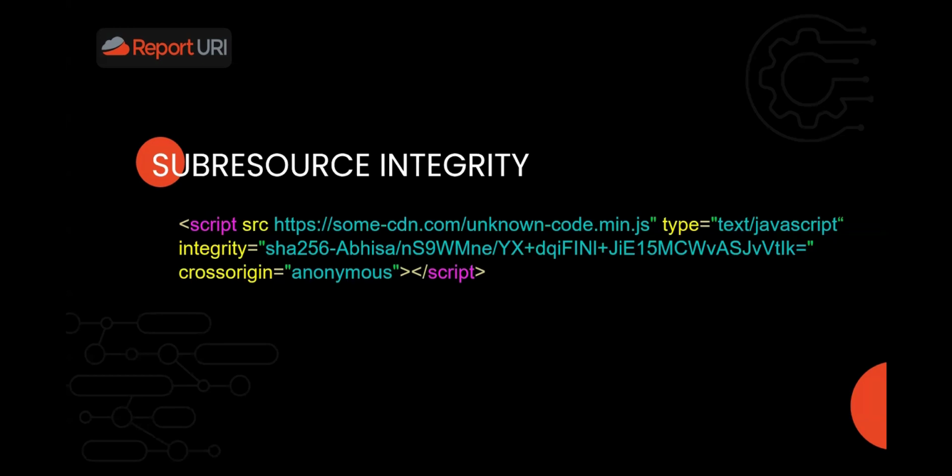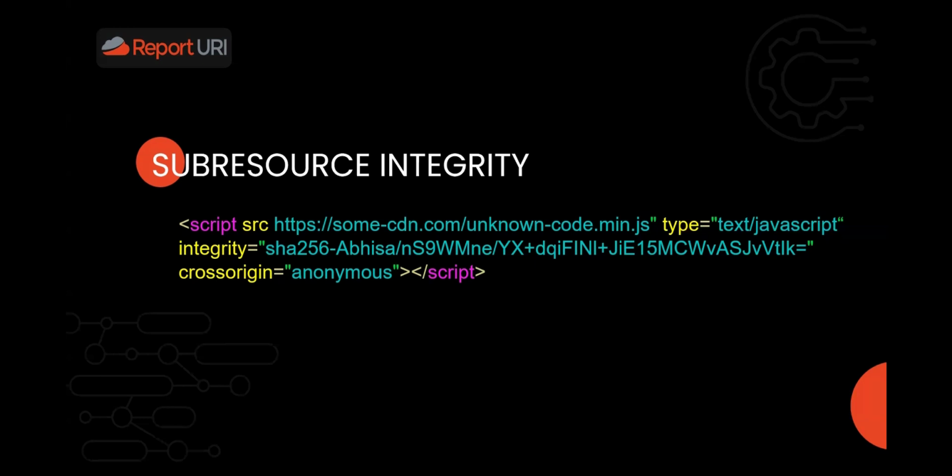So now when the browser goes to load this script tag, it says, okay, well, somecdn.com is an approved source of JavaScript. We are allowed to load JavaScript from this location. So it will then fetch the file, but it will then hash the file and compare the fingerprint to the one in the script tag. So if that fingerprint matches the one that we were expecting, we can then say, okay, we've loaded JavaScript from an approved source of JavaScript, and we've checked the file was the file that we were expecting.